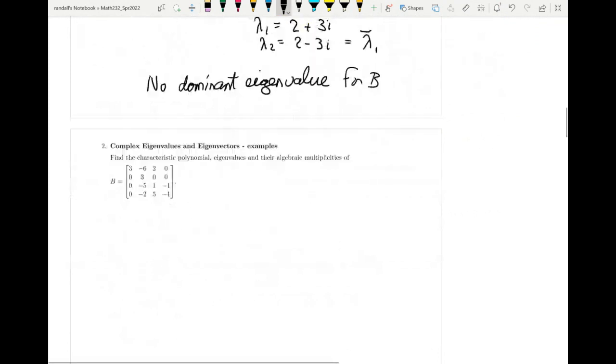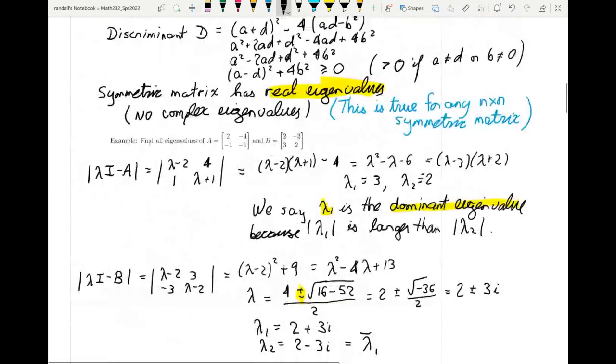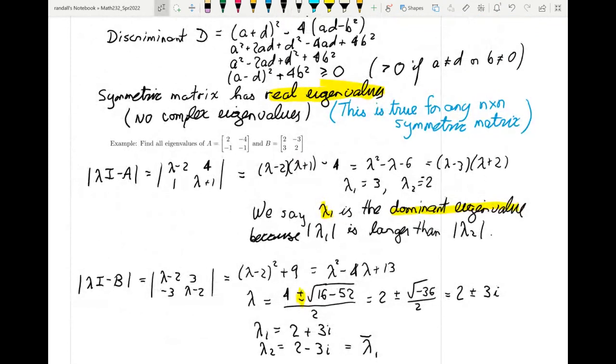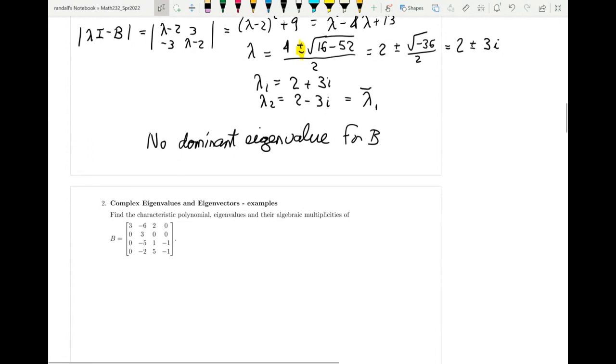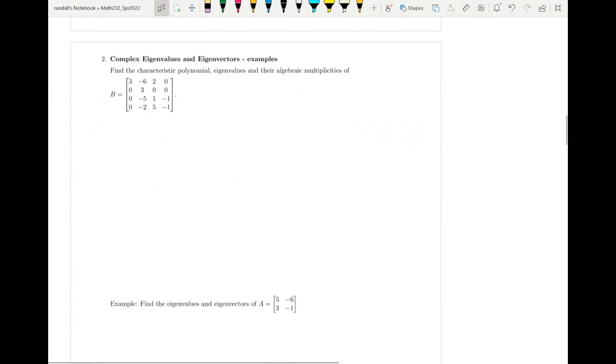So I've been introducing these terms. All right, so let's move on to a more complex case. We're going to write down the definition for the dominant eigenvalue down below. So, complex eigenvalues and eigenvectors.